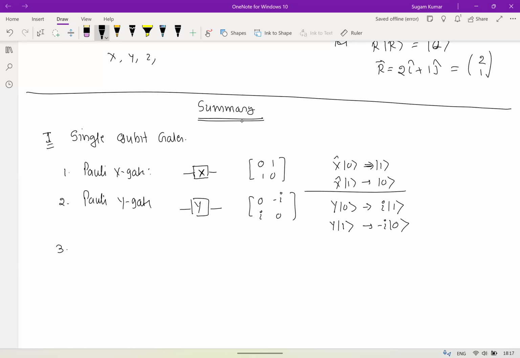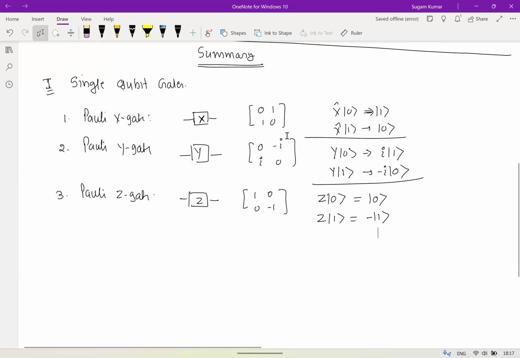Then third is the Pauli Z gate, and we represent it by this symbol. This is the sigma Z matrix [[1, 0], [0, -1]]. You can see that when Z operates on 0, it does nothing, it doesn't change. But when Z operates on 1, it simply makes it minus 1, that is e to the power i pi, correct? Then we discussed the Hadamard gate.